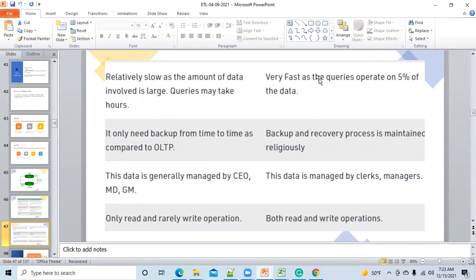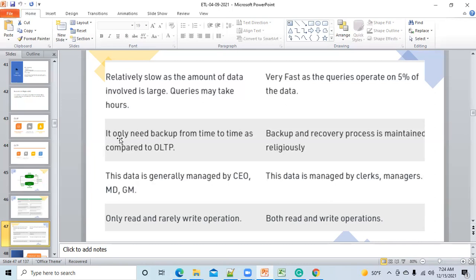And this is very fast, as the queries operate on 5% of the data. What does it mean? Who will tell me what it means, guys? Because it consists of less data, it will take less time to query. Correct. The data is less here as compared to the data warehouse, because they have only day-to-day transaction data. So that's why it will be faster.